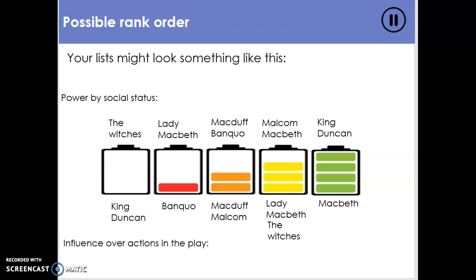Macduff and Malcolm I've put next because obviously they have influence over what happens at the end, the death of Macbeth and the final outcome. Banquo doesn't seem to have much control or influence.